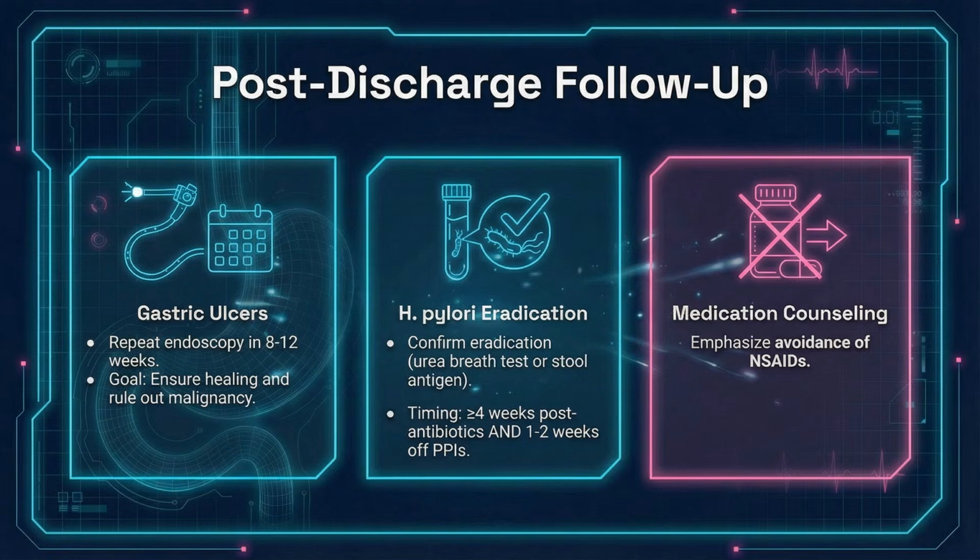Management doesn't end at discharge. For patients with gastric ulcers, a repeat endoscopy in 8 to 12 weeks is necessary to ensure healing and rule out an underlying malignancy. For those treated for H. pylori, you must confirm eradication. This is done with a urea breath test or stool antigen test at least 4 weeks after completing antibiotic therapy, and after holding PPIs for 1 to 2 weeks. Finally, all patients should receive counseling on the importance of avoiding NSAIDs.